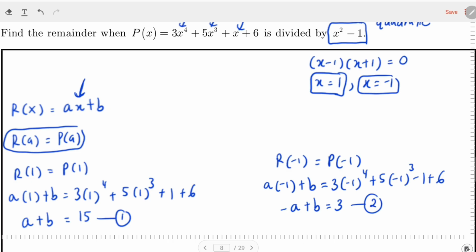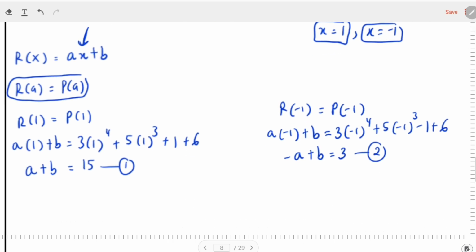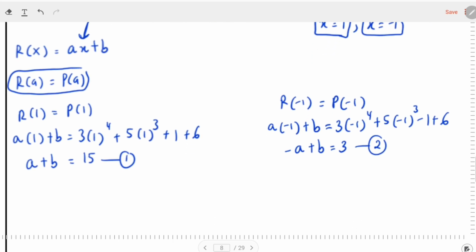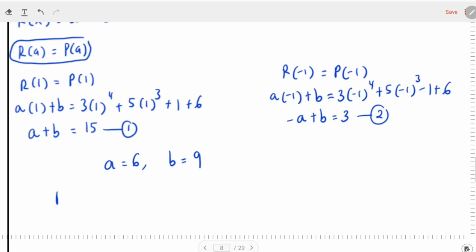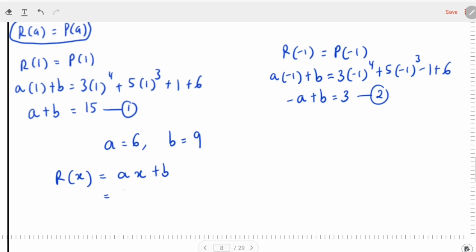And then we solve both the equations simultaneously. I'm going to get the answer a equal to 6 and b equal to 9. And lastly, we substitute the values of a and b into the remainder, since we assume our remainder is equal to ax plus b. So the actual remainder is 6x plus 9.